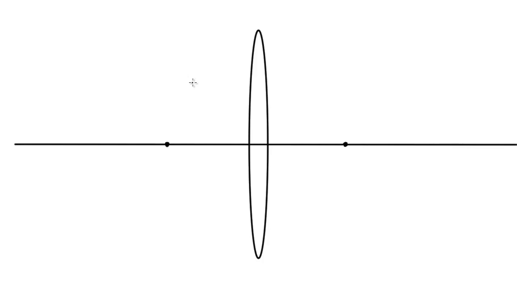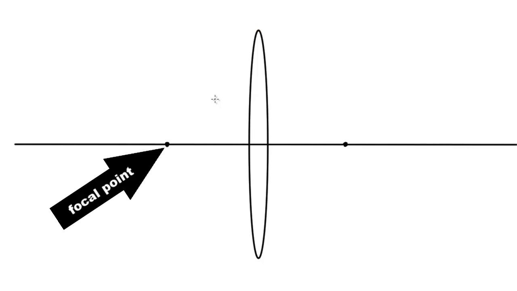Hi, we're going to learn how to construct what are known as ray diagrams. Ray diagrams are a way of visualizing how images are created by lenses. We're going to start off with a converging lens, and we are going to draw the image of an object that is inside the focal point.